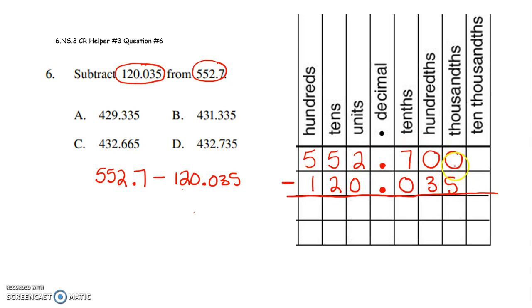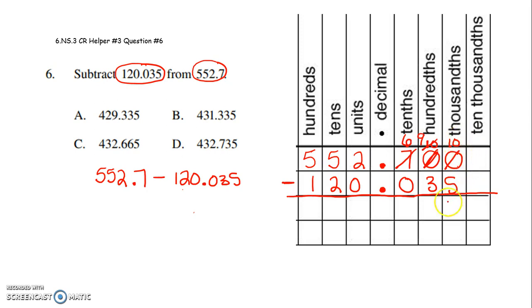Whew, I can't take 5 from 0. I can't borrow from here, so I got to go all the way to here. I'm going to borrow from the 7. The 7 becomes a 6, which bumps this to a 10. Now I can borrow from this. This 10 becomes a 9, and that allows this to become a 10.